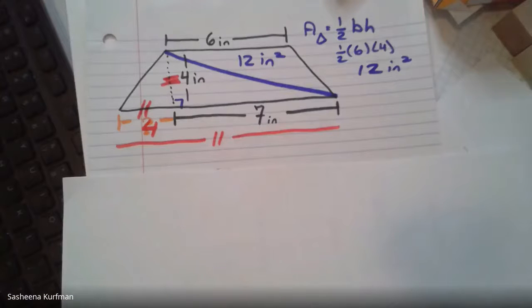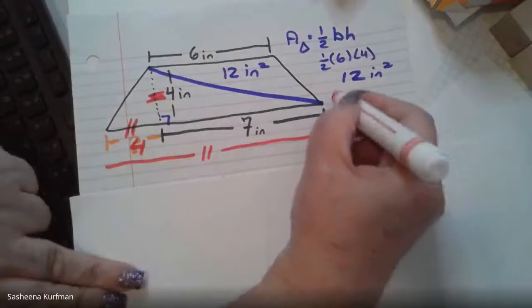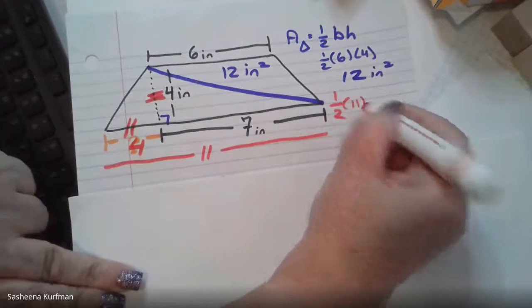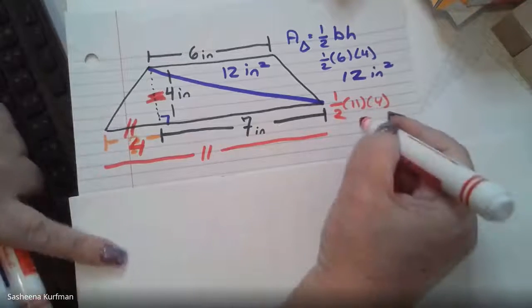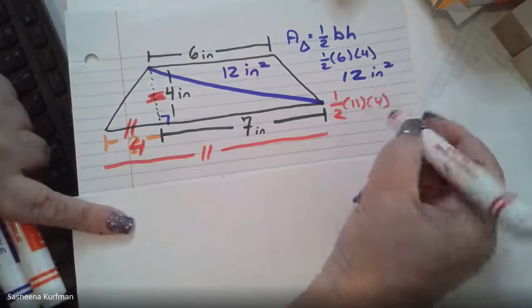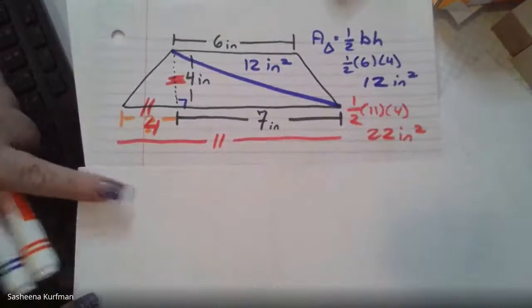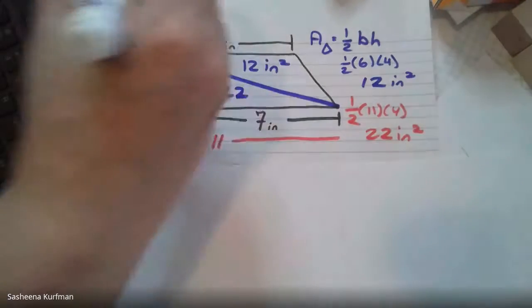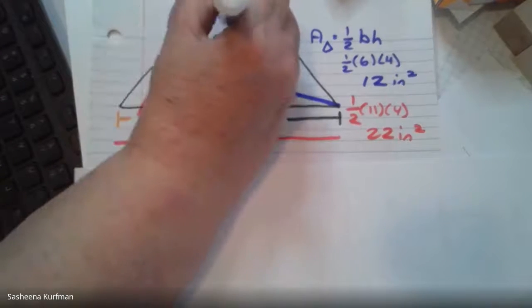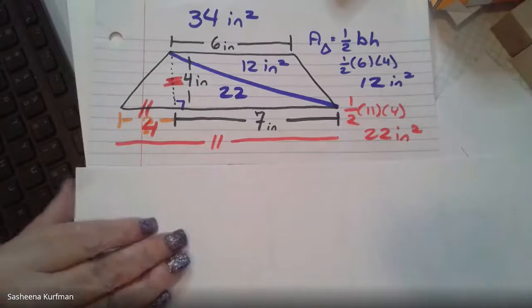So now in order to find the area of this second triangle, we're going to take 1/2 the base, which is 11, times the height, which is 4. When we do that arithmetic, we get 1/2 of 44, or 22 inches squared. Now all we have to do to find the answer is add our two areas together. 22 plus 12 is 34, and the units are squared. So that's one way to solve this problem.